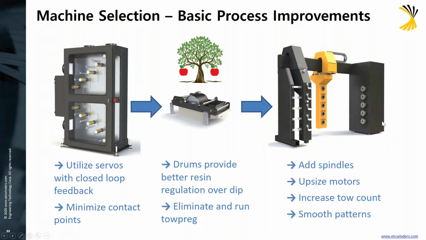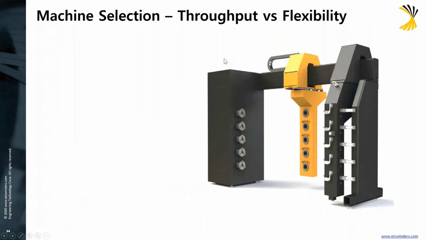The machine improvements are simple and obvious. If you want to improve production, you can add spindles, you can upsize motors, increase tow count if your product design allows for it, and smoothing patterns, as Mel spoke about.